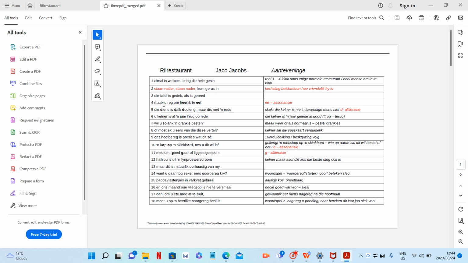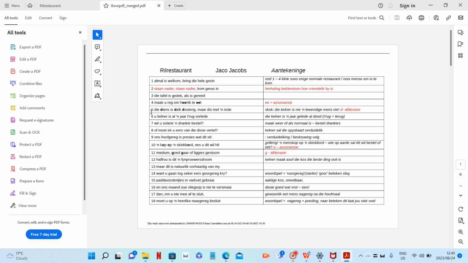Okay, and then here in line 4 we see it's in bold, the two E's, heerlik eet. So the double E's in both is called assonancy, that EE in both parts we see. So remember that figure of speech. So we've got herhaling, staan nader, die herhaling beklemtoon, emphasizes how friendly he is. And then we've got EE here, heerlik en eet, is assonansie.